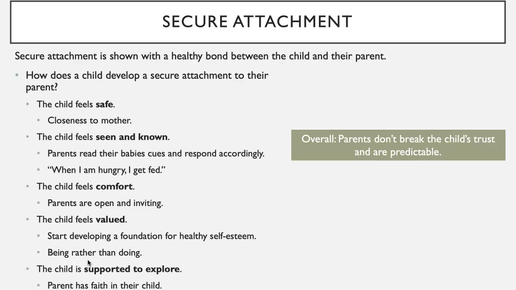And lastly, the child feels supported to explore. The parent basically has full faith in their child. They give them room to explore, to succeed, and to fail. This encourages autonomy and independence for the child and creates a unique sense of self. Basically, the parents are predictable to the child, and overall, they don't break the child's trust.